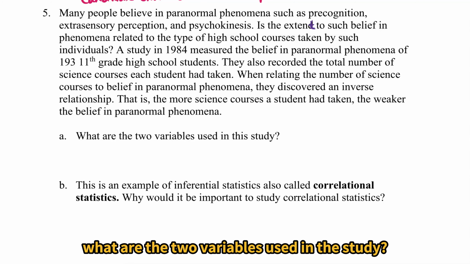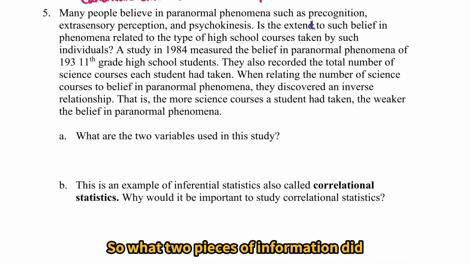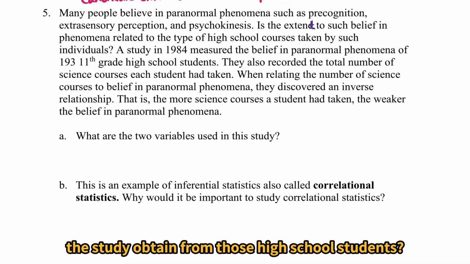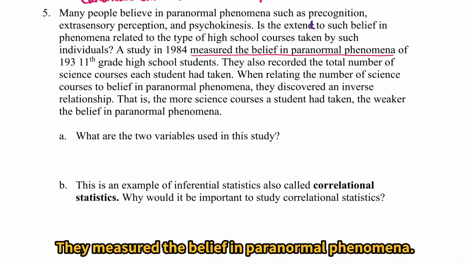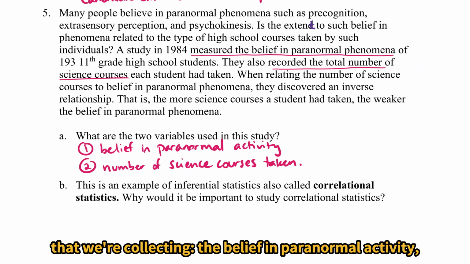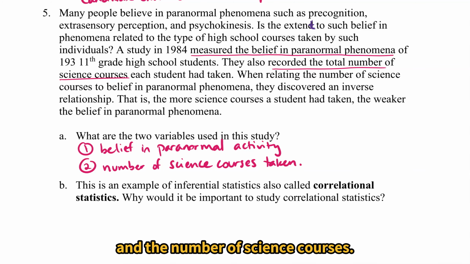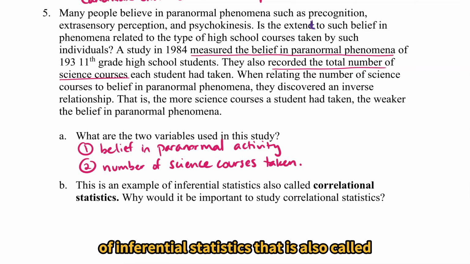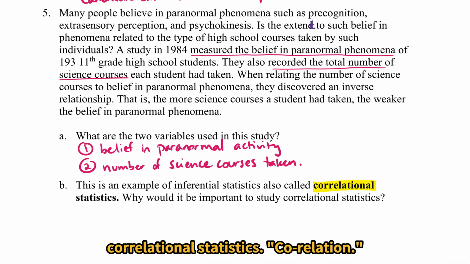First question, what are the two variables used in the study? So what two pieces of information did the study obtain from those high school students? They measured the belief in paranormal phenomena, and they also recorded the total number of science courses. So here we have two variables that we're collecting, the belief in paranormal activity and the number of science courses. And this is an example of inferential statistics that is also called correlational statistics.